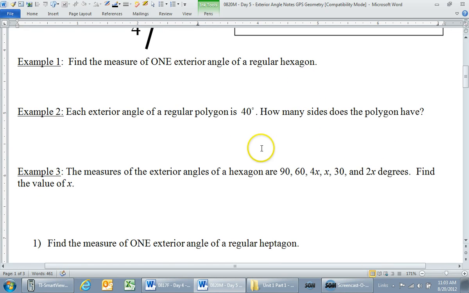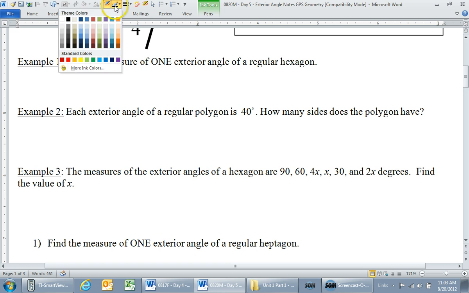So look at example 1. Find the measure of one exterior angle of a regular hexagon. There's that key word again. One angle. Remember what I was telling you at the beginning of class. Anytime they're talking about one angle, I want you to think, I get one angle by doing the total degrees divided by the number of sides. That's going to give me one angle. So let's write that down on our paper to help us remember.